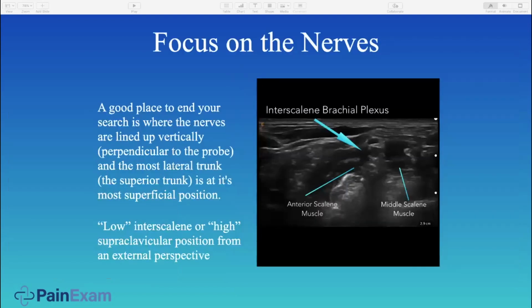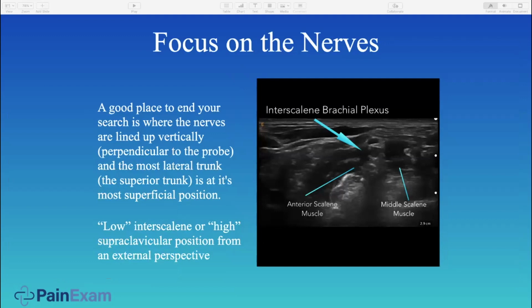So when you're doing these nerve blocks, it's always good to focus on the nerves. Don't worry too much about finding the interscalenes. You want to find the hypoechoic, which means black, circular structures lined up like this, usually 3 or so, give or take, because there are variants, and that is your target.